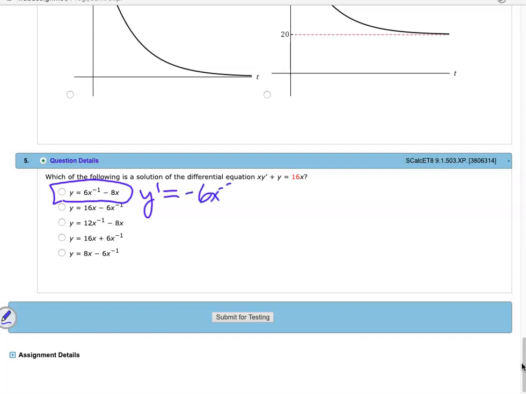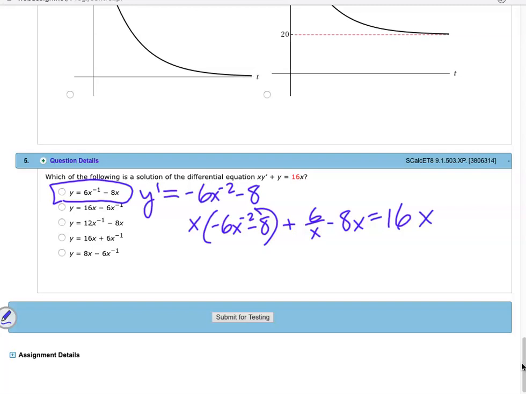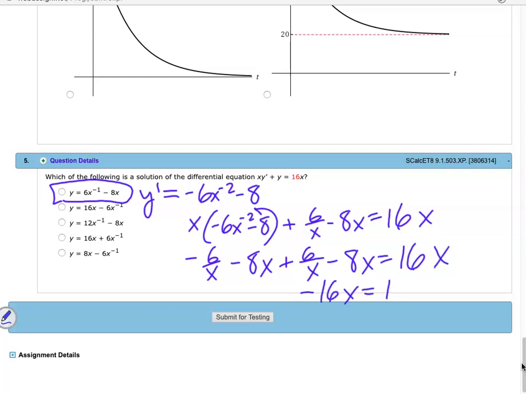Negative 6x to the what did you get? 6x negative. No way. The second one does not work. No, because it becomes 32x equals 60x.